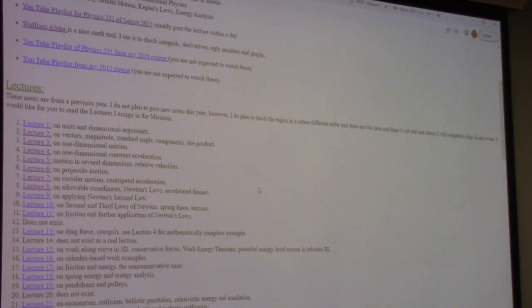But anyway, these are where the lectures are. You could just click their PDFs. You open them up wherever you want. So enough about that.